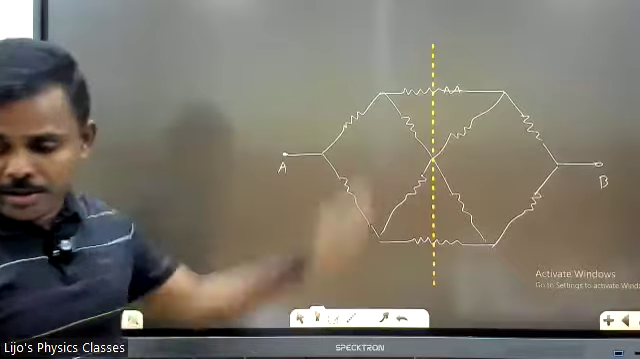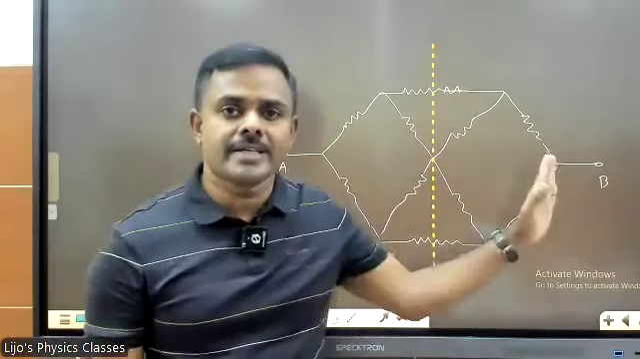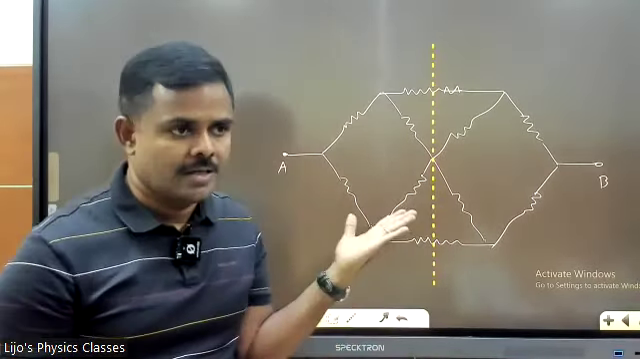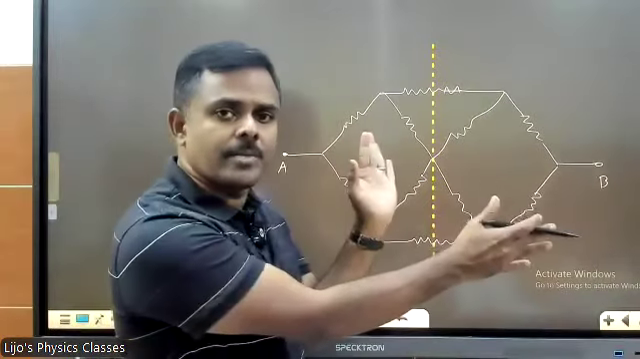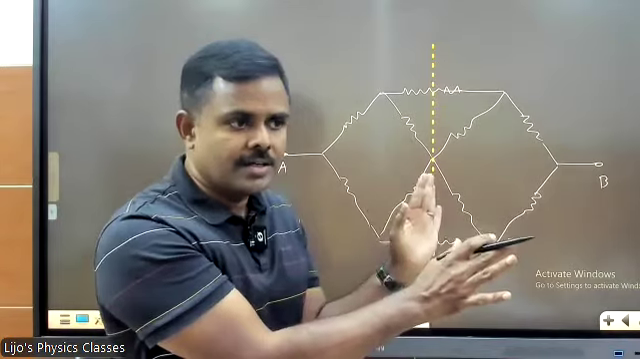All right. So if I draw a line through the middle, what happens? The right side looks exactly similar to the left side. Correct. This is called mirror symmetry. The right side is the mirror image of the left side. Got it? It's a type of question.